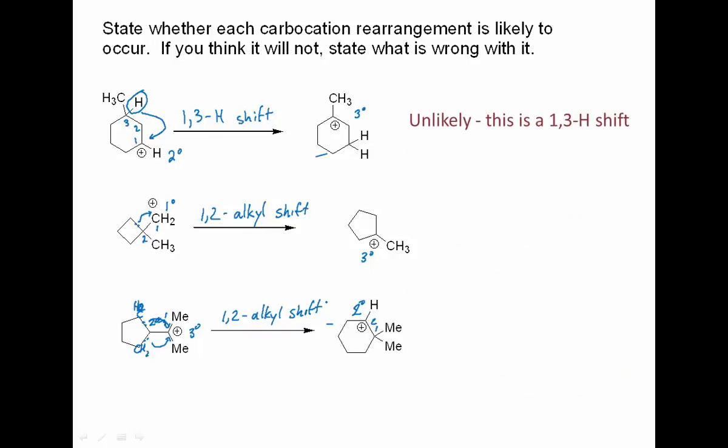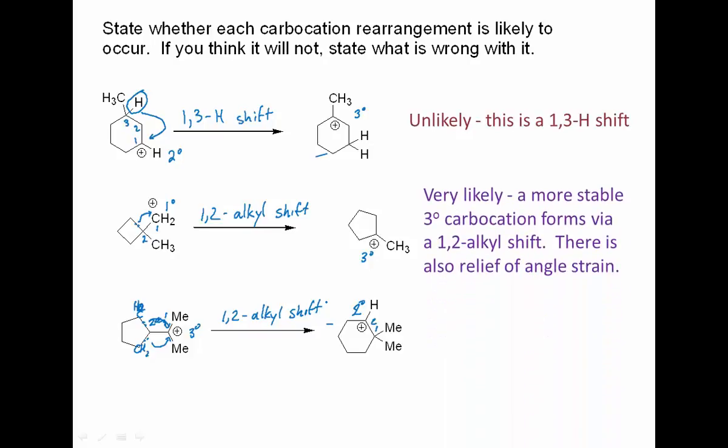So this one's unlikely because it's a 1,3 hydride shift. This one's very likely. A more stable carbocation forms, and there's also relief of angle strain, and it's a 1,2 alkyl shift, which is the type that's allowed. This bottom one, unlikely because a tertiary carbocation is transforming to a secondary carbocation. Even though it is a 1,2 alkyl shift, it's resulting in a less stable carbocation.